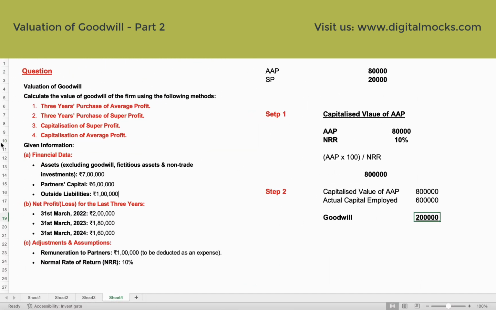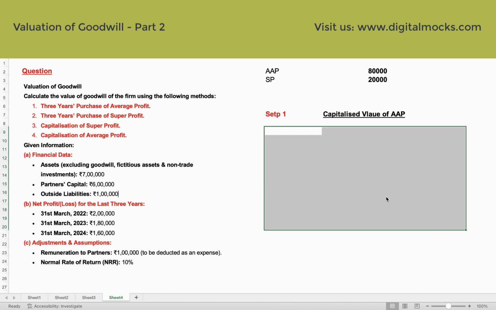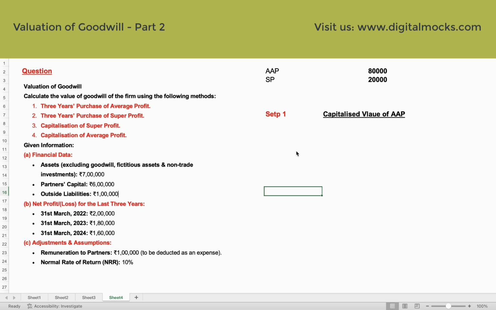Now we will see the third method, capitalization of super profit. In this third method, we just calculate the capitalized value of super profit, and that capitalized value itself is the value of goodwill. In the third method, we don't need to compare the capitalized value with the actual capital employed. That capitalized value itself will be the amount of goodwill.